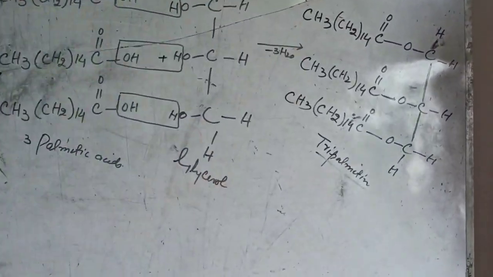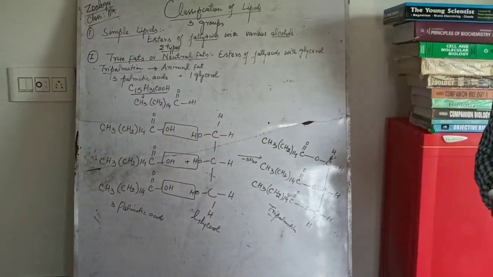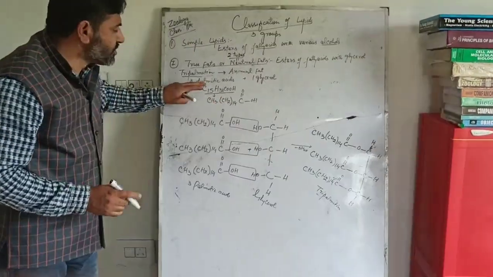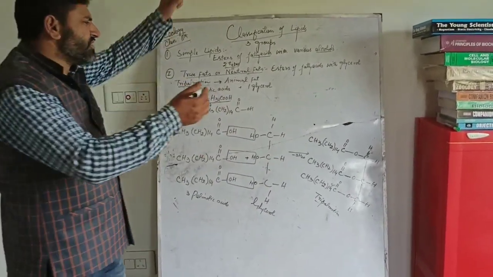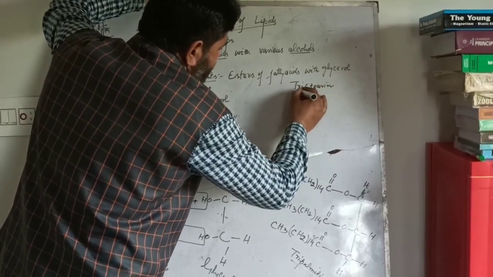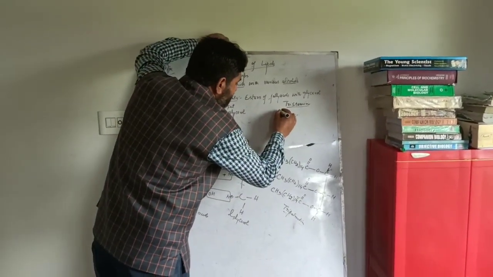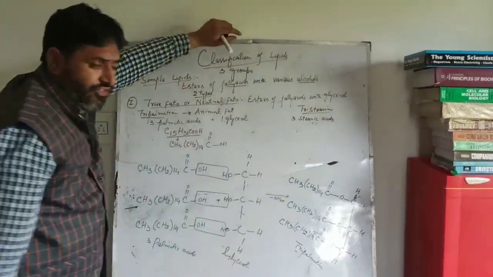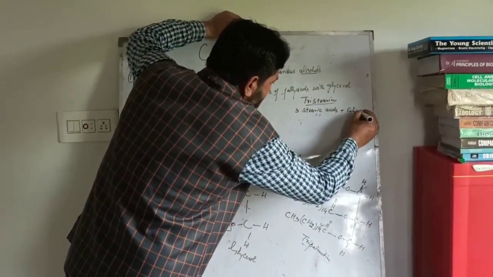So what is tripalmitin? It is the animal fat. It is the fat which is found in animals. Now this tripalmitin is mainly composed of 3 palmitic acids and 1 glycerol. Similarly, there is another fat present in the animals that is known as tristearin. And this tristearin consists of 3 fatty acids known as stearic acids, 3 stearic acids and 1 glycerol molecule.